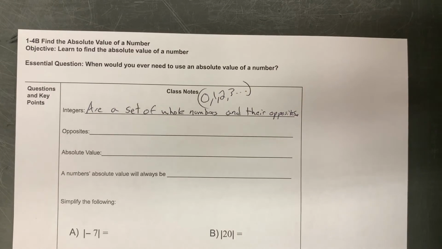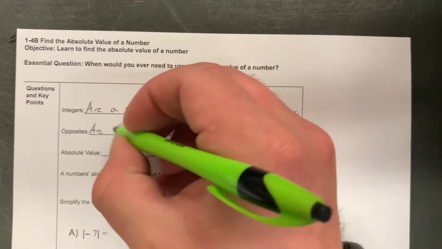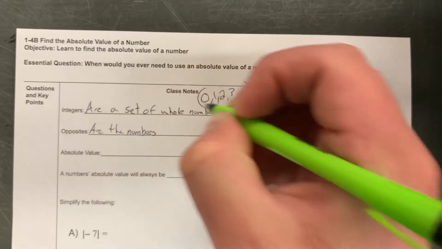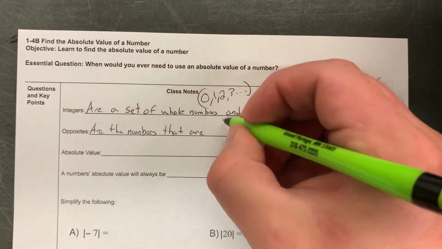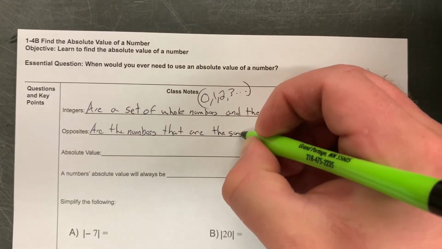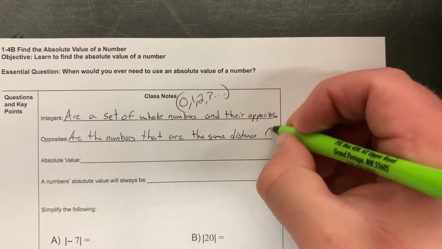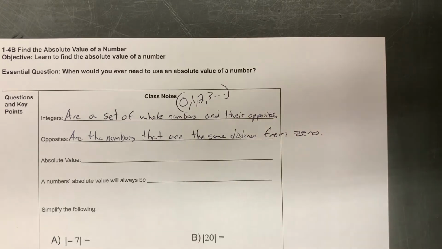Opposites are the numbers that are the same distance from 0. And these printed a little weird, so you're free to write beyond if you need to. So opposites are the numbers that are the same distance from 0.